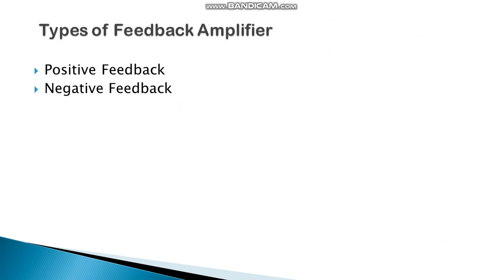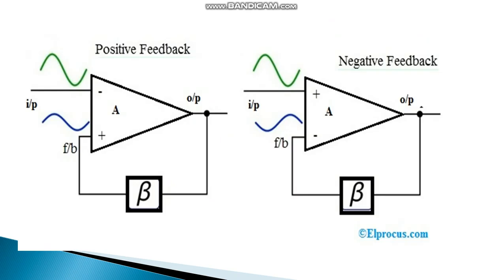There are two types of feedback, positive feedback and negative feedback. Positive feedback: if the two input signals are in phase, then it is called positive feedback. If the two input signals are out of phase, then it is called negative feedback.